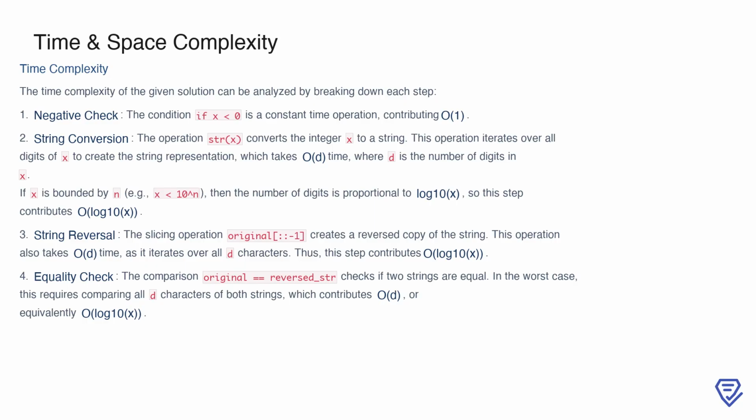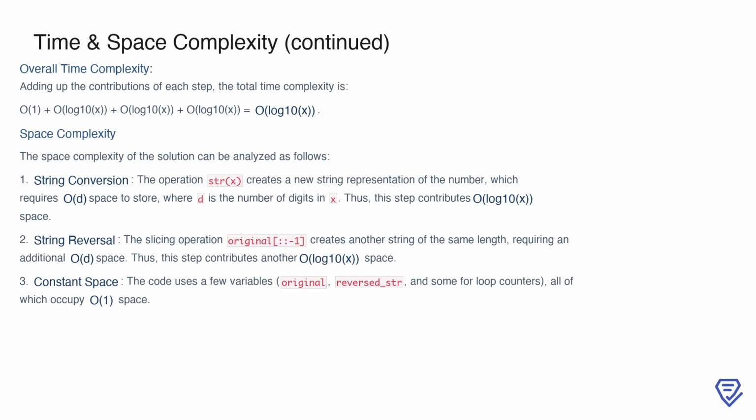Finally, the equality check original == reversed_str compares two strings character by character. In the worst case, this requires comparing all d characters, adding another O(log10 x). Together, these operations form the foundation of our time complexity analysis. When we sum up the contributions from each step, we have O(1) for the negative check and 3 O(log10 x) terms from the string conversion, reversal, and comparison operations. Adding these together simplifies to an overall time complexity of O(log10 x).